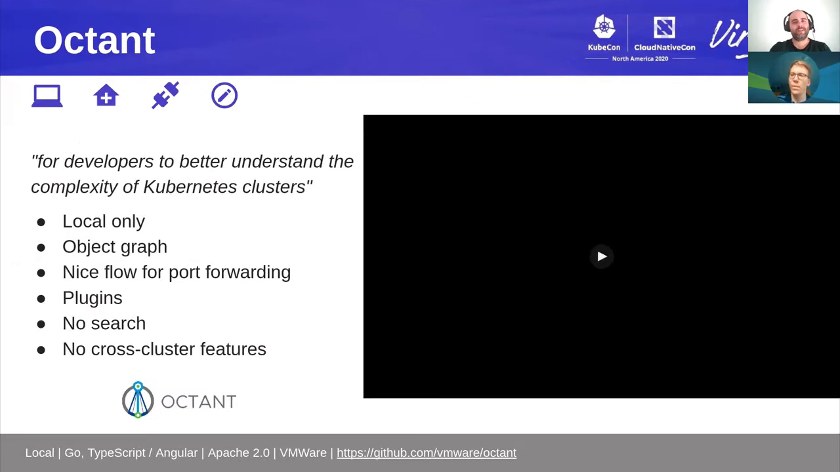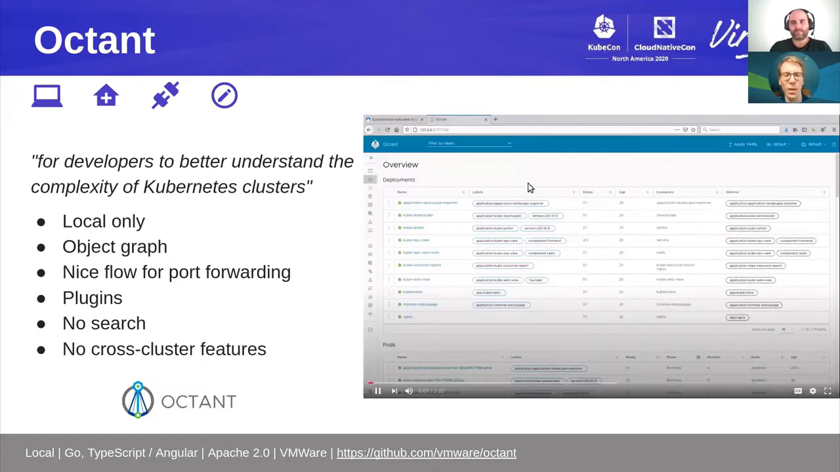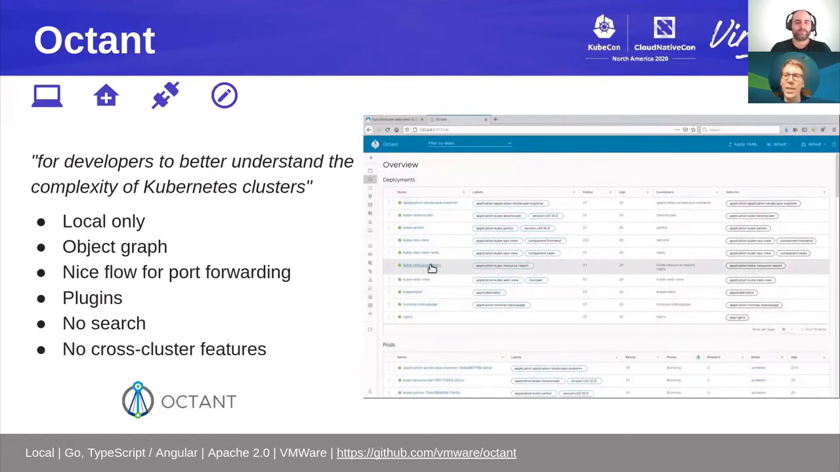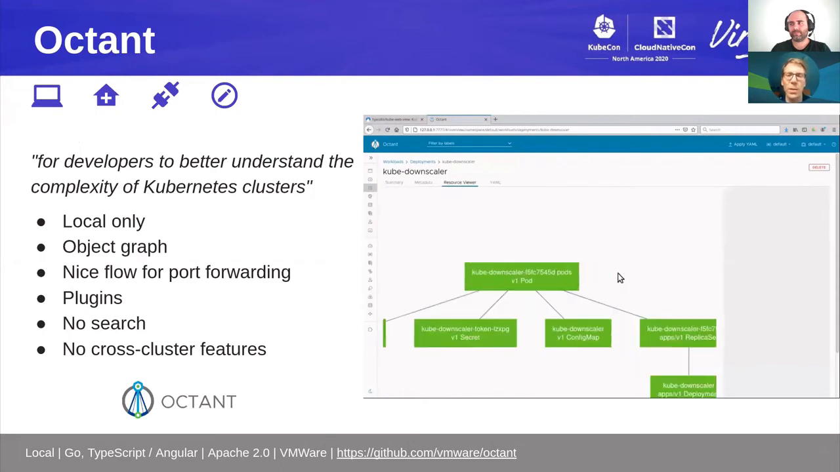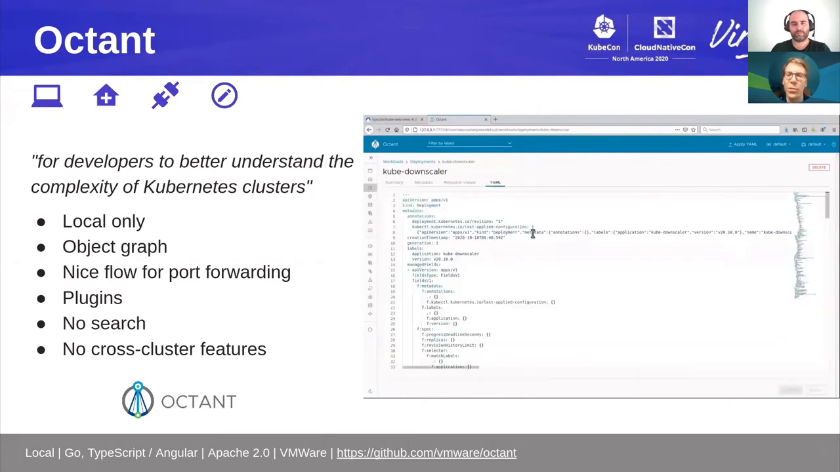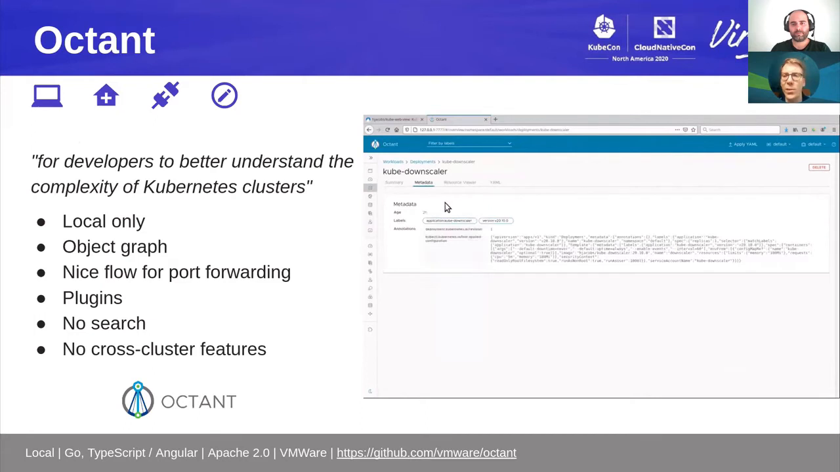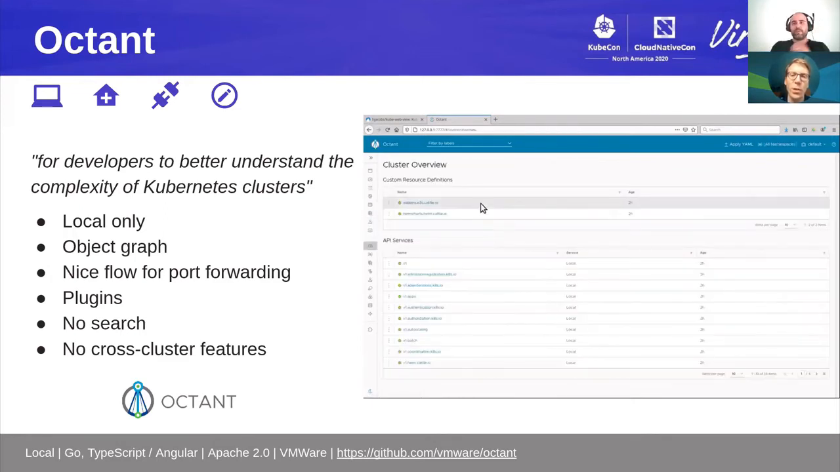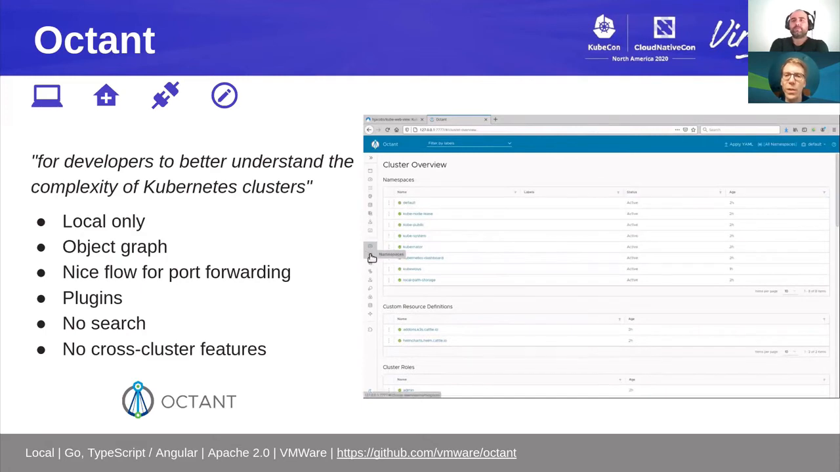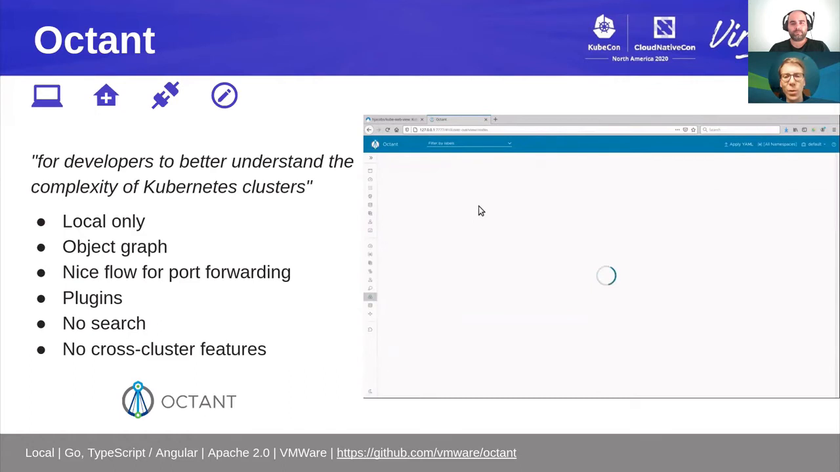Great. Yes, Octant, that's a pretty popular tool. It's only locally available. It was created by VMware. It has a quite nice UI, and it's created for developers to better understand the complexity of Kubernetes clusters. So you start a local tool and then see the UI in your browser. And it has some interesting features like this object graph. So you see resources and connected resources like for a pod, the service, ingress, secret, etc.